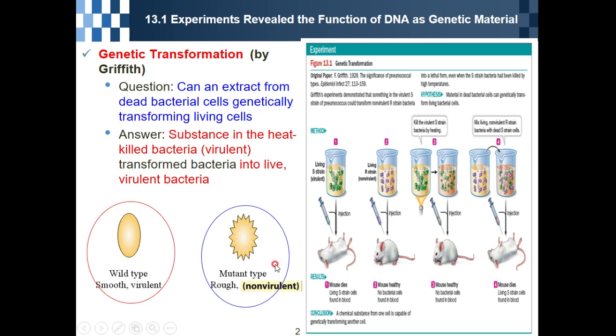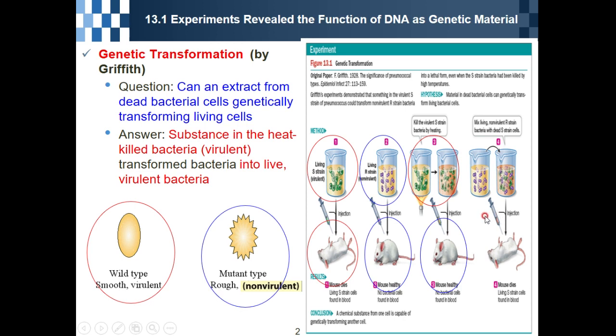Okay, so first of all, he did this. For example, the living S strain is virulent. After we injected it into mice, the mice died. How about the R strain? After we injected the living R strain into the mice, the mice were still healthy. Another one is to kill the S strain by heating. After injecting that into the mice, they were healthy.